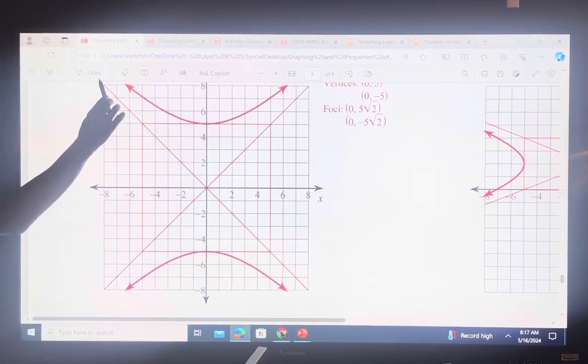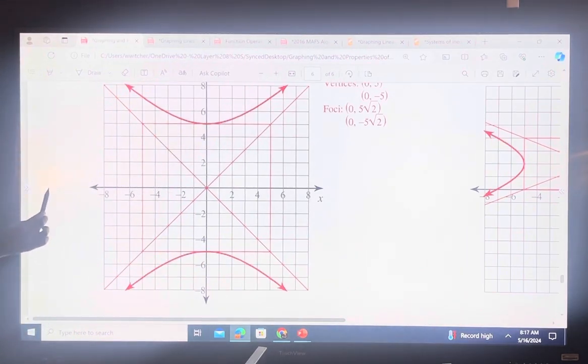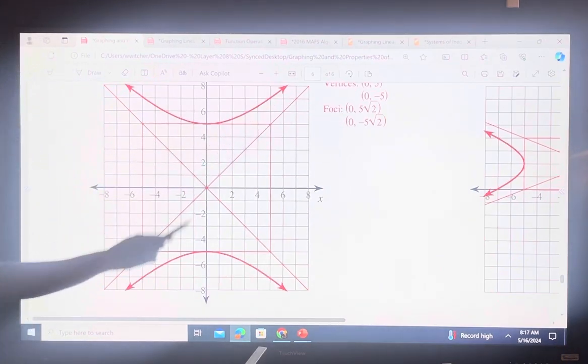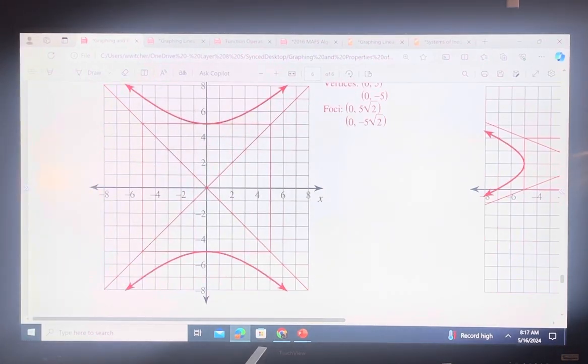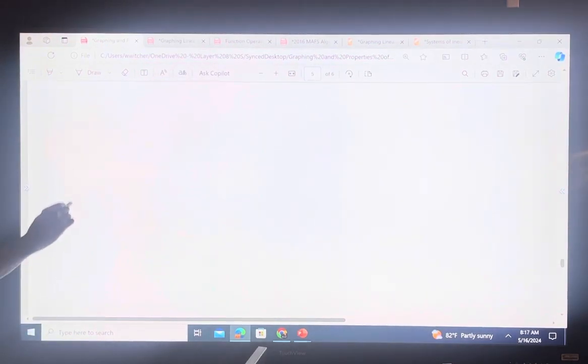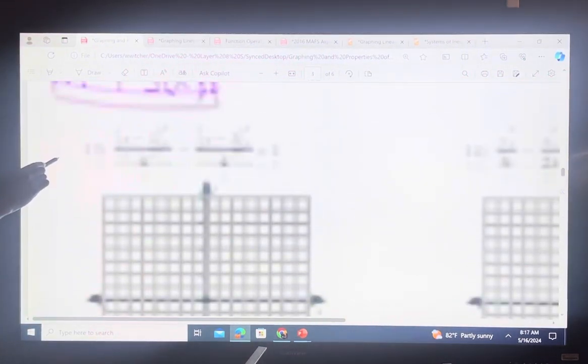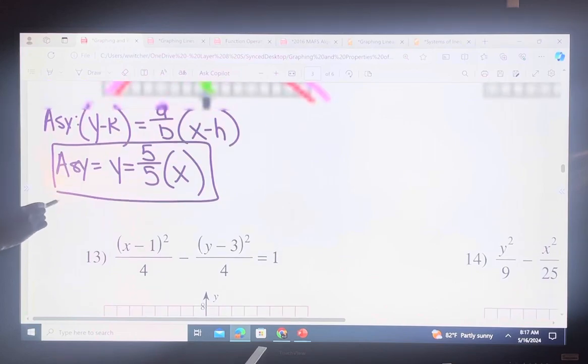Wait, what's with the whole square root thing? What square root thing? That's your foci, bro. We already did that. Oh, okay. Remember, they simplified it to 5 radical 2, or you can just make it 7.1. All right. I just wanted to show y'all so y'all can understand that we on point. All right, y'all good with that one?